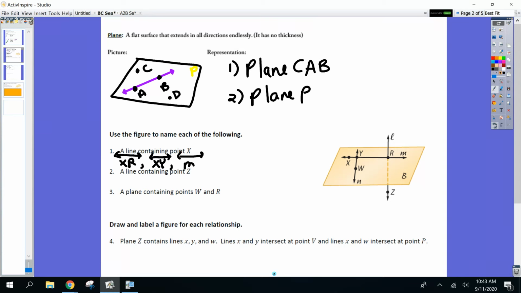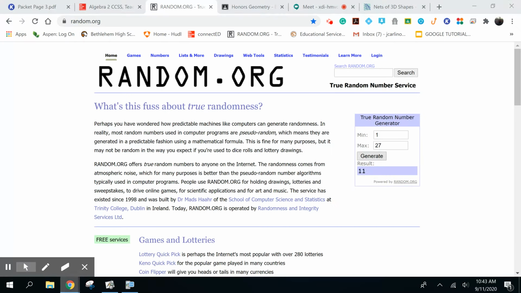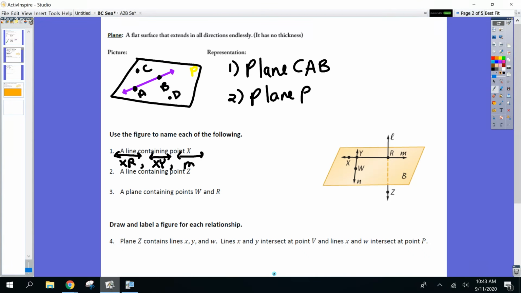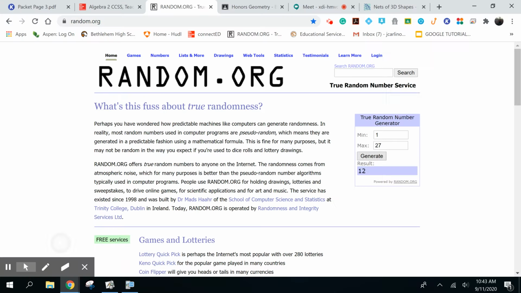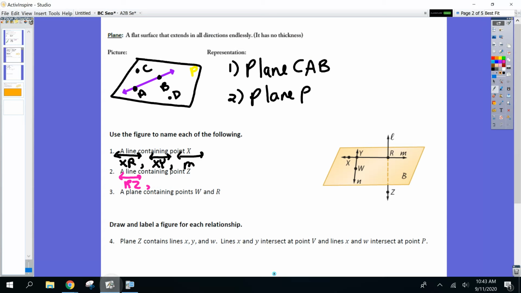Okay, next up, give me a line that contains point Z. Give me a line that's got point Z on it. Name it correctly. Here you go, 12. Lucas, go ahead. Line RZ. Yep, I like it. Give me another one. Let's keep it moving. Here you go, 27. Hannah, go ahead.